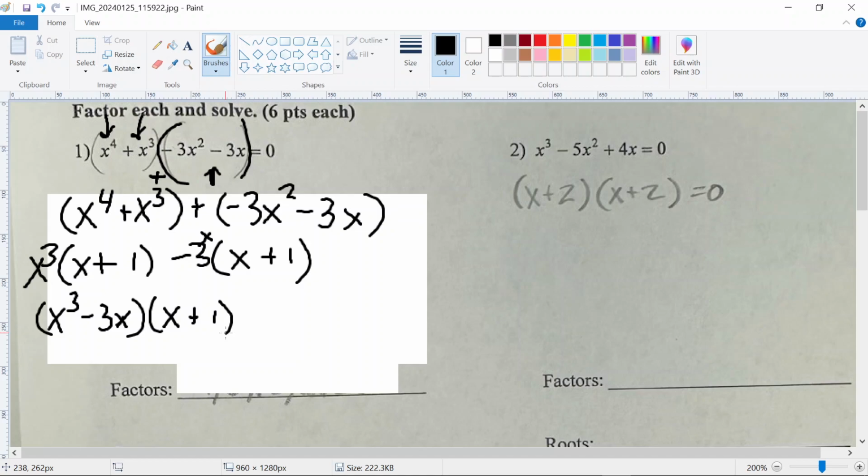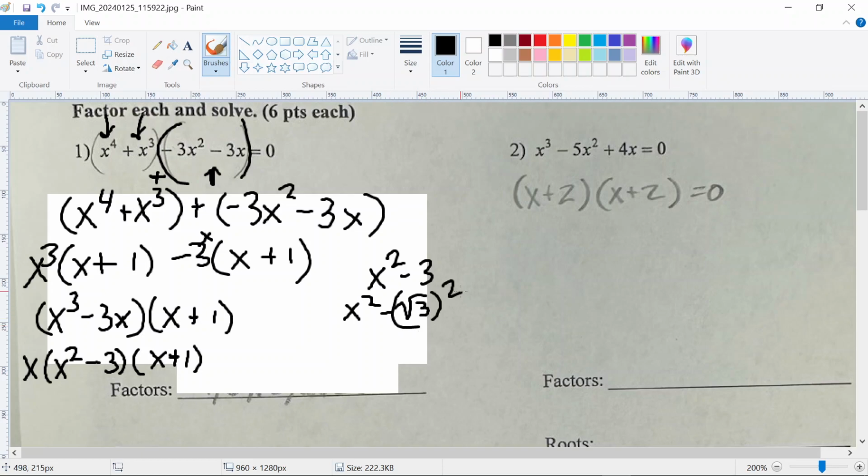But this first one isn't done because I can factor out an x. So this is x times x squared, 3 minus 1 is 2. And then negative 3x divided by x is negative 3, times x plus 1. Probably that is good enough for the factors. However, x squared minus 3 is really x squared minus square root of 3 squared. I don't think you have to go this far, but I'm just showing it.